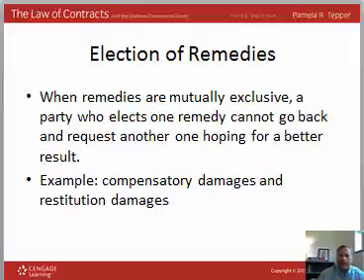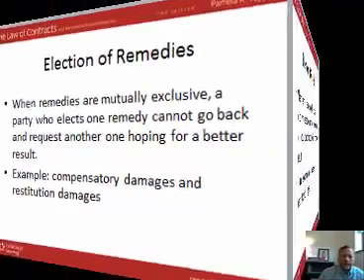And finally, we've got a lot of different options here as far as remedies go, and the non-breaching party usually has to elect a remedy. When 2 or more available remedies for a breach of contract exist but are inconsistent, the non-breaching party may be required to make an election of remedy.